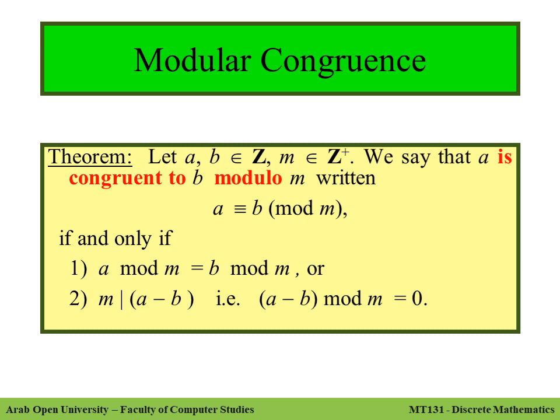So the congruence, A is congruent to B mod M, holds if one of these conditions is satisfied. One of the conditions is sufficient. Whenever either condition is satisfied, the other one will also be satisfied. And normally it's easier just to apply the second condition, that A is congruent to B mod M if A minus B is divisible by M, or M divides A minus B.